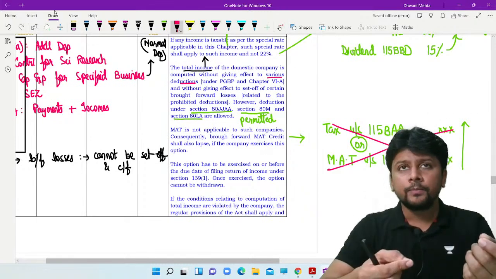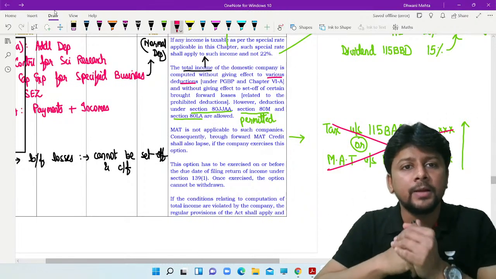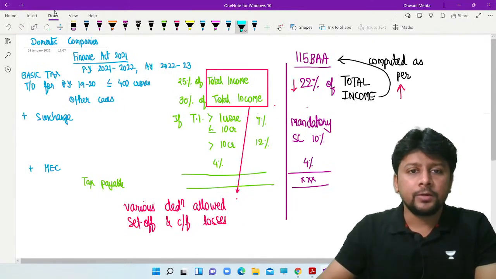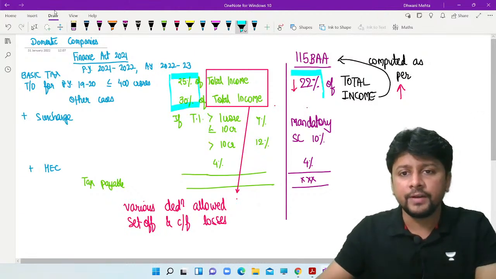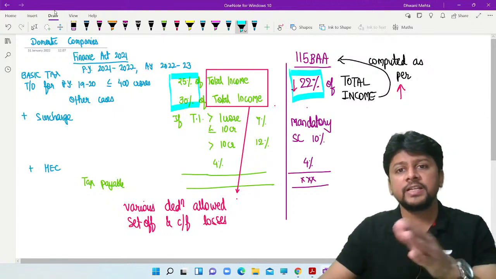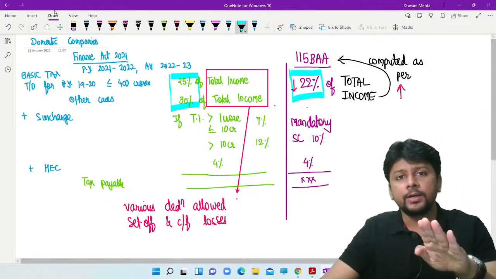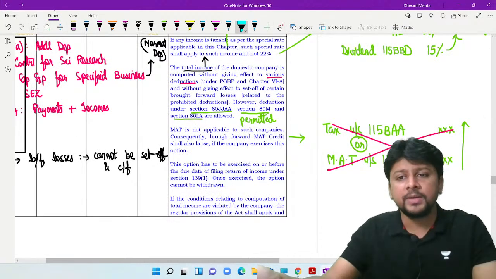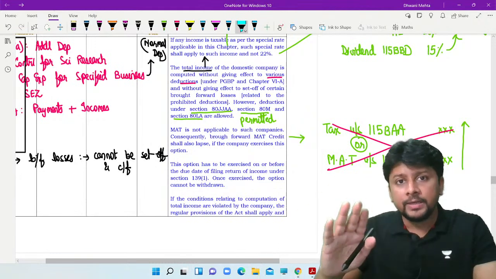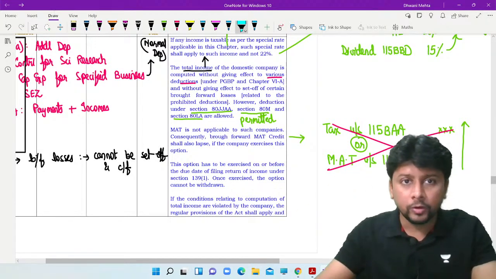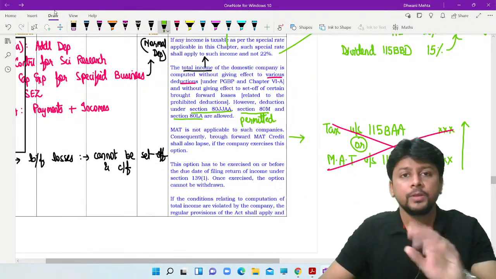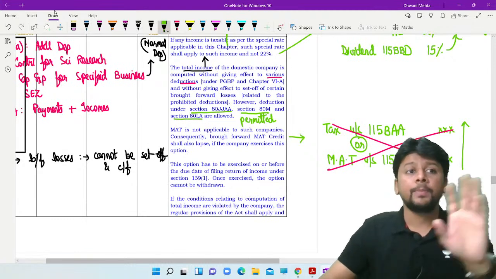Otherwise, you are defeating the purpose of introducing 115BAA. It's like thinking that the rate was 25%. We reduced it from 25 to 22. But we said, no, instead of paying 22, you will still have to pay MAT. Then there is no point in having 115BAA. That means a company which opts for 115BAA is exempted from the chapter of MAT. The chapter of MAT will not apply only to you.